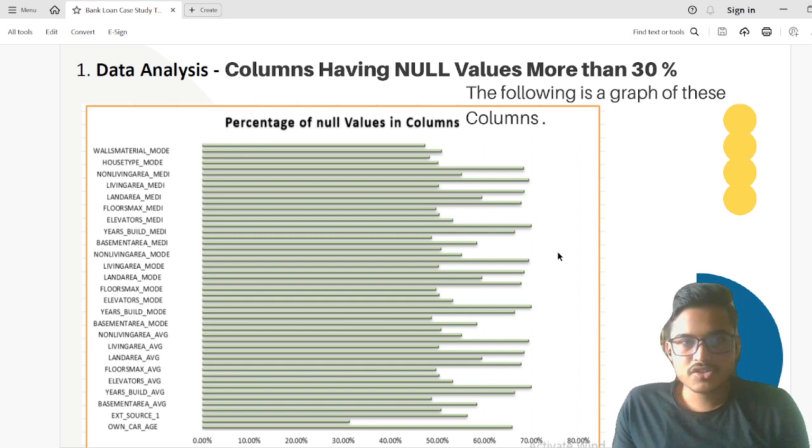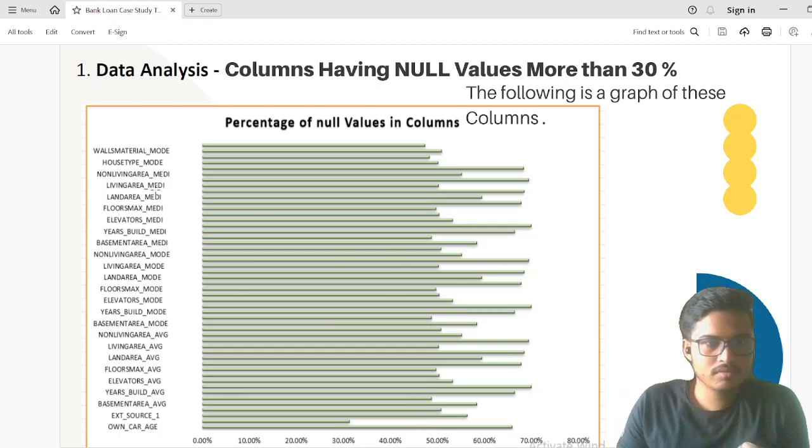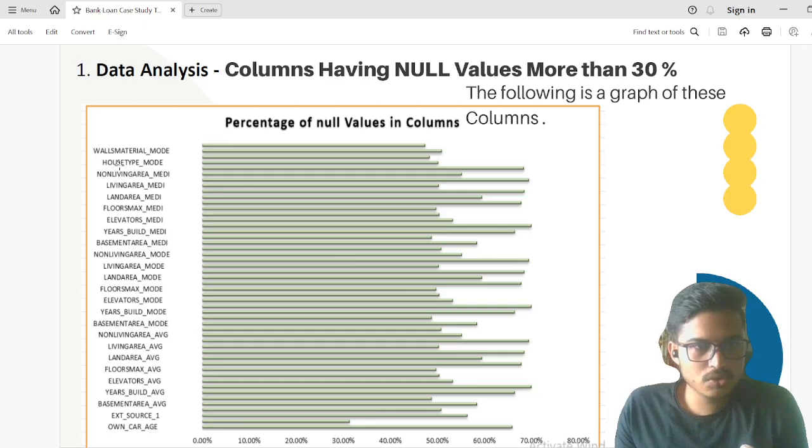This is the graphical representation of the columns with more than 30% null values. You can pause it and check. There is only one column, ext source one, with 30% or greater null value, and the rest are more than 50% or even 45% and more. Even if you go to the column names, that is house type mode, wall material mode, non-living area, land area, we cannot make analysis again from this kind of data set.